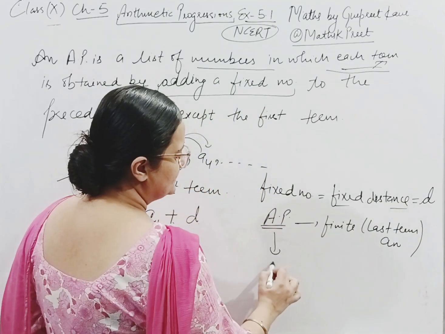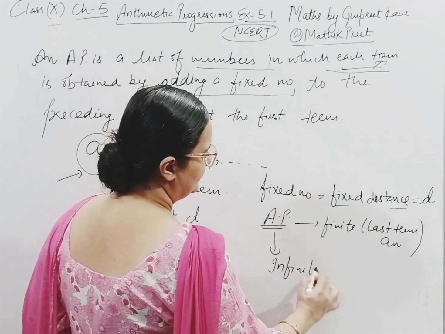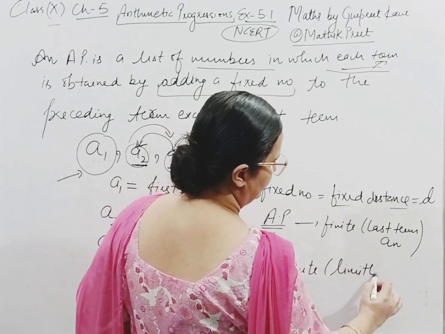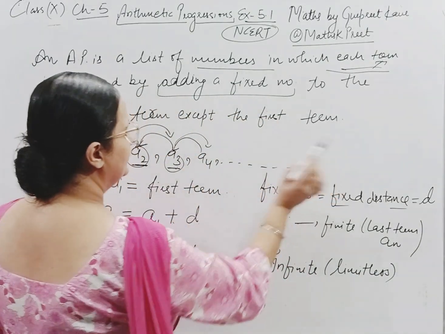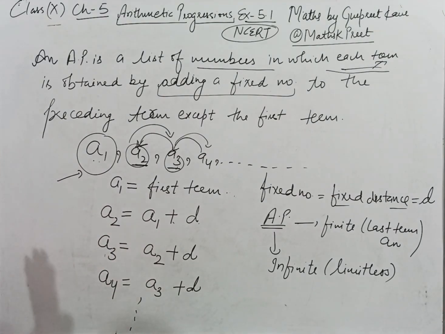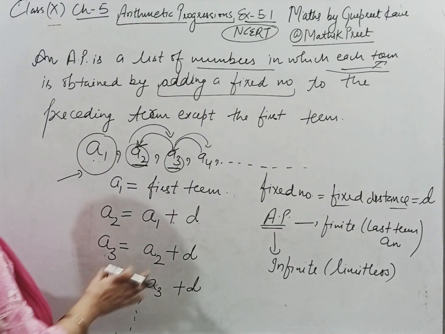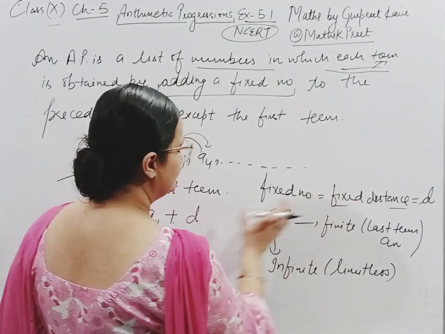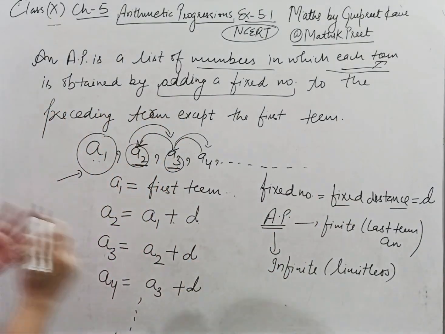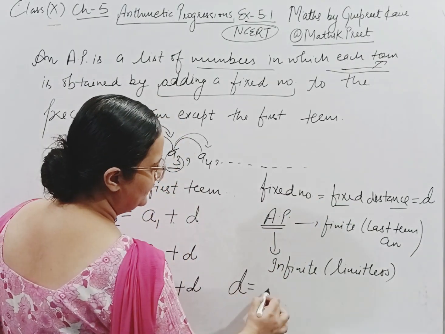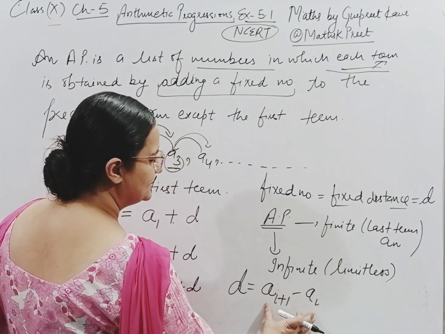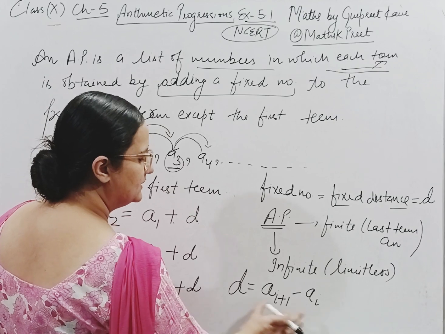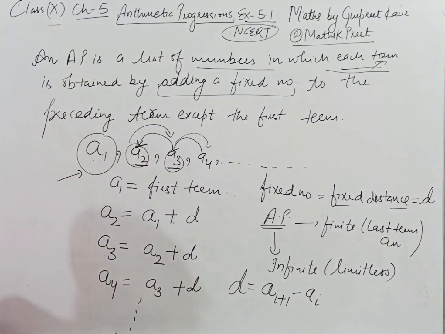If it is infinite, it will be limitless and will not end anywhere. Here I have written an infinite sequence, which will form an AP when it has the first term and a common distance between any two consecutive terms. Generally I can write that d is equal to A(i+1) minus A(i). So d is the distance between two consecutive terms, which is always fixed for an AP. These are the features of an AP.